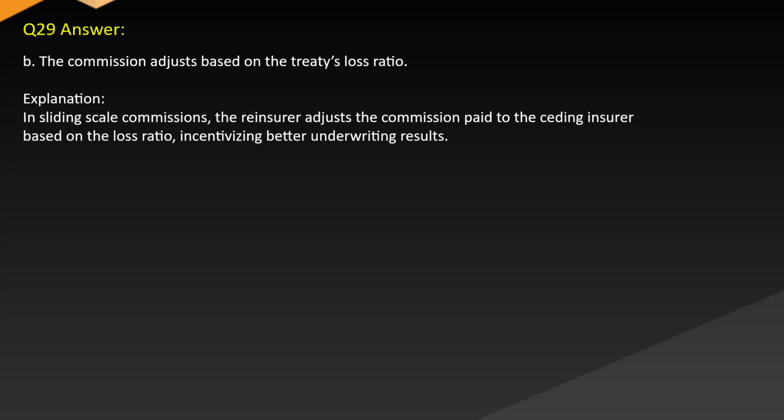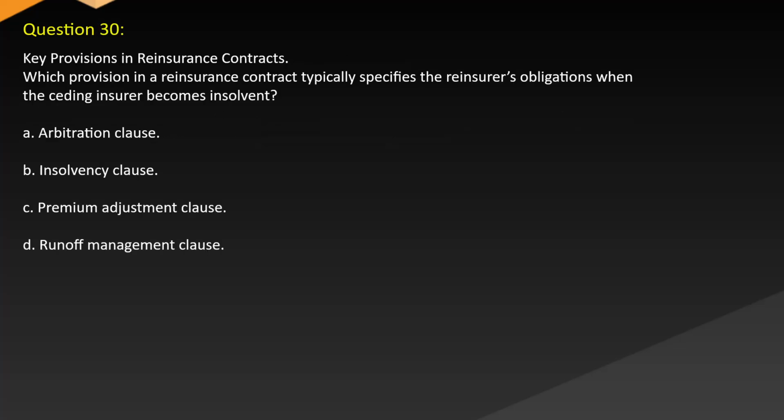Answer: B. The commission adjusts based on the treaty's loss ratio. Explanation: in sliding scale commissions, the reinsurer adjusts the commission paid to the ceding insurer based on the loss ratio, incentivizing better underwriting results. Question 30. Key provisions in reinsurance contracts. Which provision in a reinsurance contract typically specifies the reinsurer's obligations when the ceding insurer becomes insolvent?